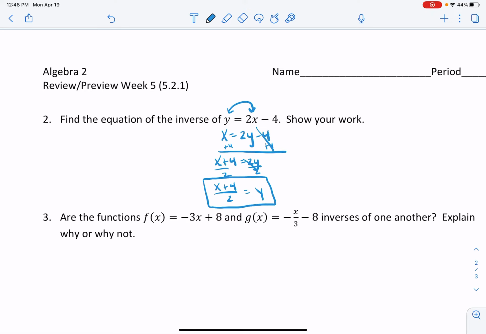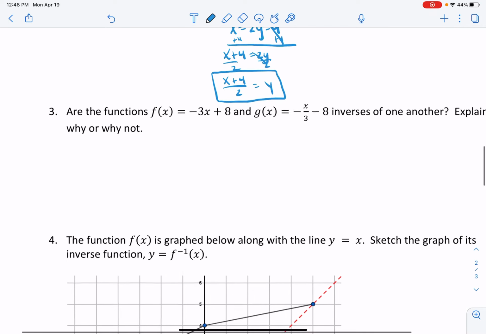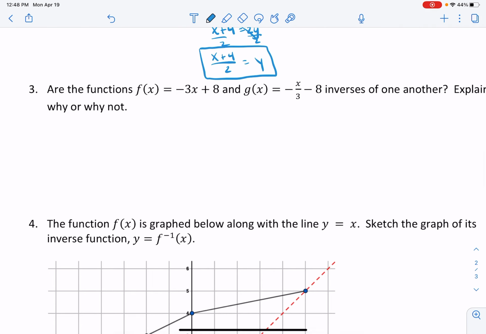Okay. Are the functions f of x equals negative 3x plus 8 and g of x equals negative x over 3 minus 8 inverses of one another? Explain why or why not. So let's go ahead and find out what the inverse of f of x equals negative 3x plus 8 is. We're going to go ahead and change this to a y. And then we can flip-flop our values.